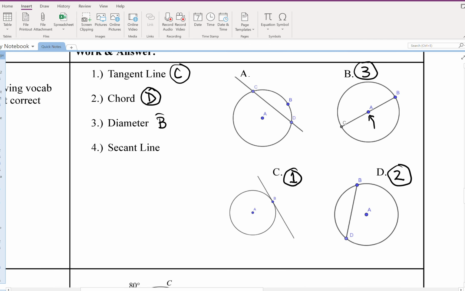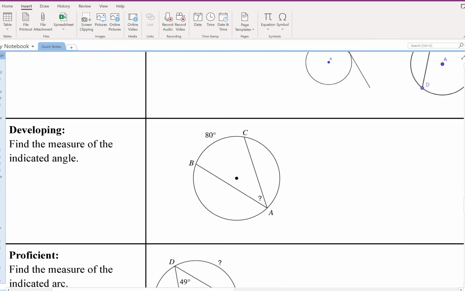This is B. And the secant line, a secant line is like a chord that just keeps going on both sides of the circle. And so a secant line goes through the circle at 2 points as opposed to 1 point like the tangent line. And so the secant line is here, it's A. A is 4. 4 is A. And there you go.